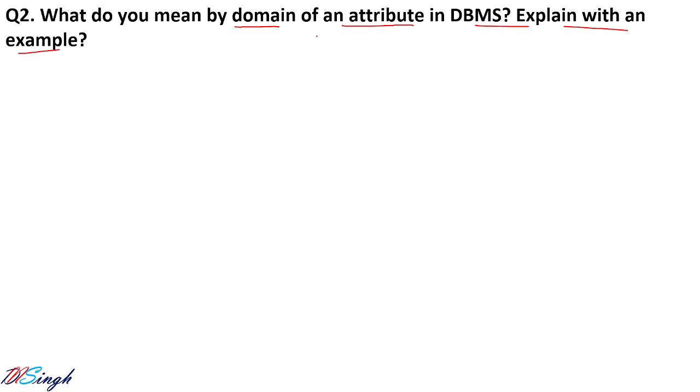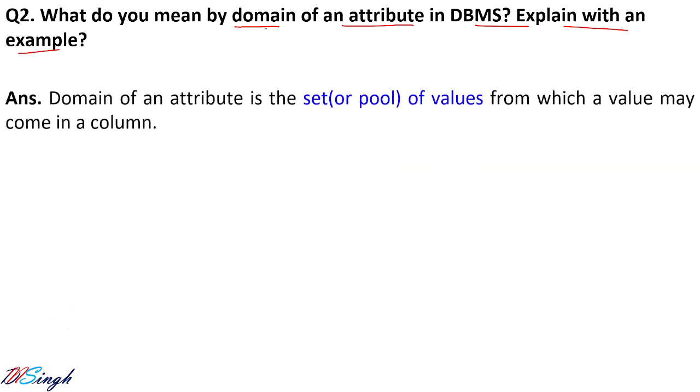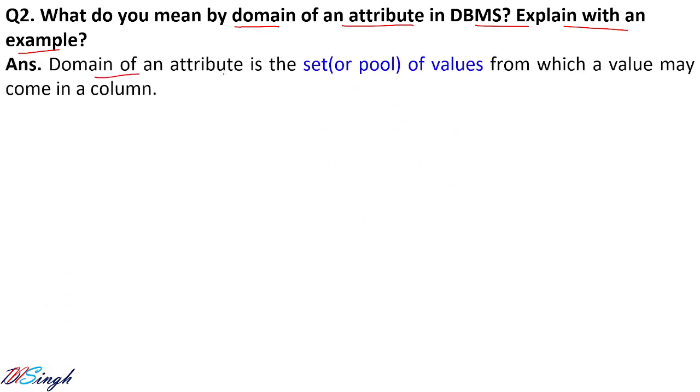What is the row, tuple or record, what is entity. So this type of question may be asked. Here we are going to discuss what is domain. Let us see the answer for that. Domain of an attribute is the set or pool of values from which a value may come in the column.